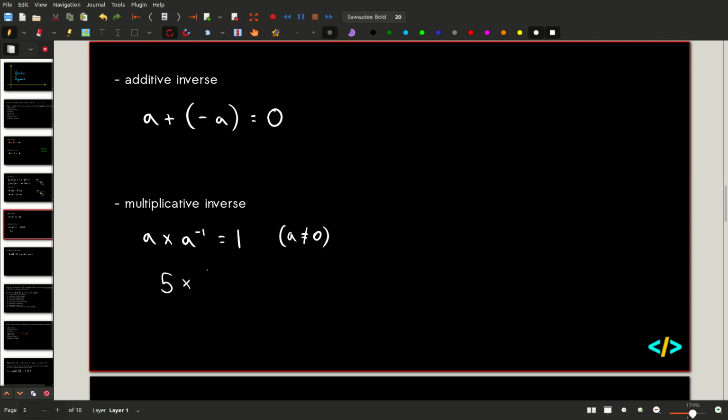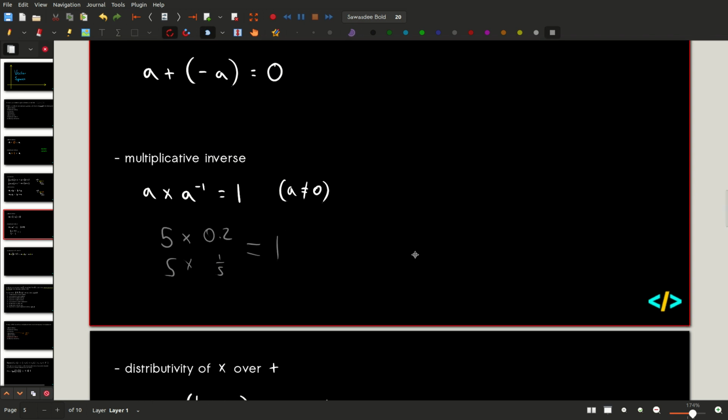So 0.2, or a fifth, and these would both result in 1. So this would be the multiplicative inverse. It's dollar signs. Okay, cool. I'll just keep that example there.